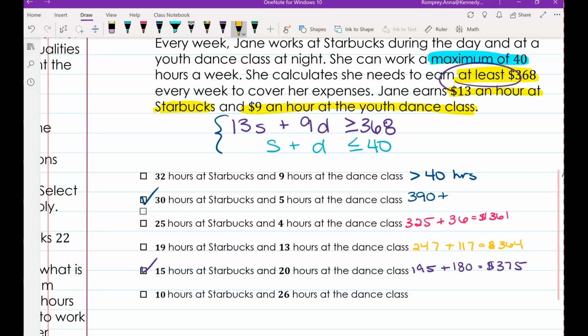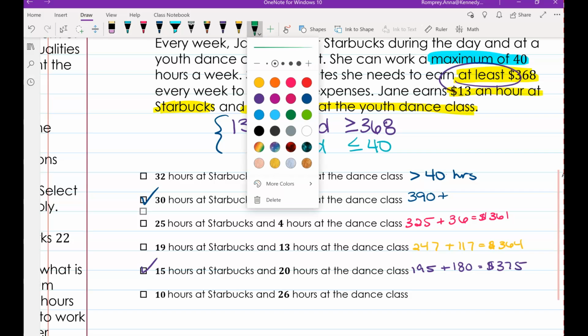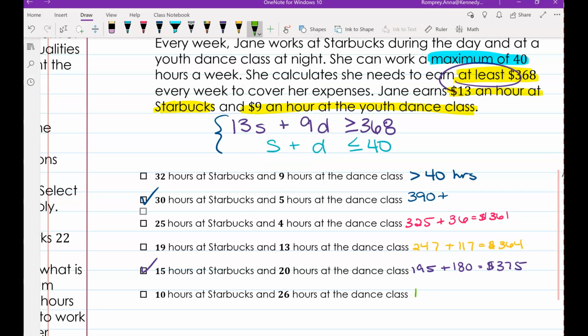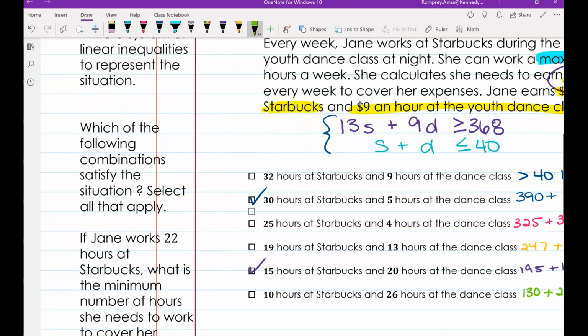Last one, 10 hours at Starbucks, 26 hours at dance class, so that brings me to a total of 36 hours. That is allowed. 10 hours at $13 each, so $130. And then 26 at dance, so 26 times 9 is $234. That gives us a total of $364. Just shy, so not enough. So that will not work.